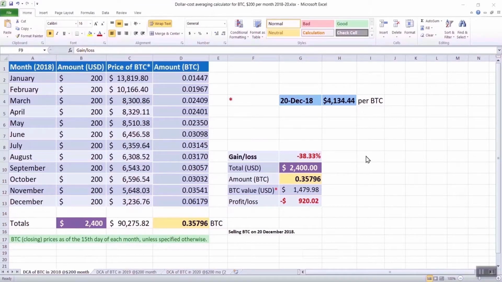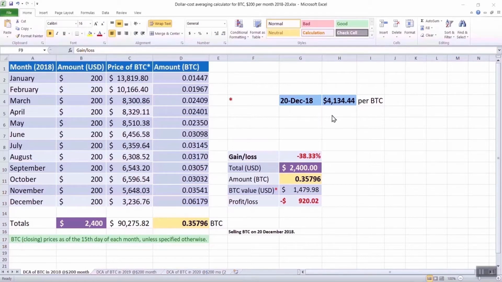I've taken the closing prices as of the 15th day of each month, so $200 per month. We've got 3 years involved, 2018 to 2020. So the figures you see here are based on the historical data at CoinMarketCap. For the final tab, we'll also look at the overall profits or losses made over the 3-year period, so 36 installments in total. To keep this concise, just summarizing the performance for each year.